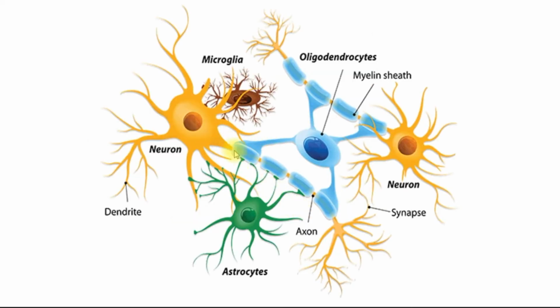So here we can see a neuron, and its oligodendrocyte. It has long processes which surround axons of neurons. And here we can see astrocytes, which provide mechanical support for neurons.